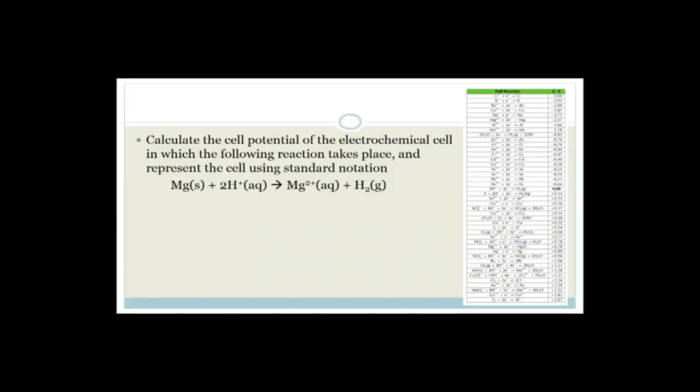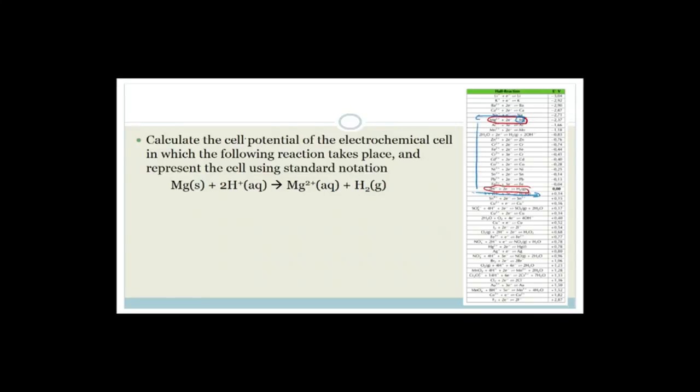Okay, so we're going from magnesium to magnesium 2 plus. Let's go magnesium to magnesium 2 plus. And we're going from hydrogen plus to hydrogen. So we're going hydrogen plus to hydrogen. Okay, so now we need to write it from the way it should go. So it's going to go from magnesium across, then it's going to go down, and then across.